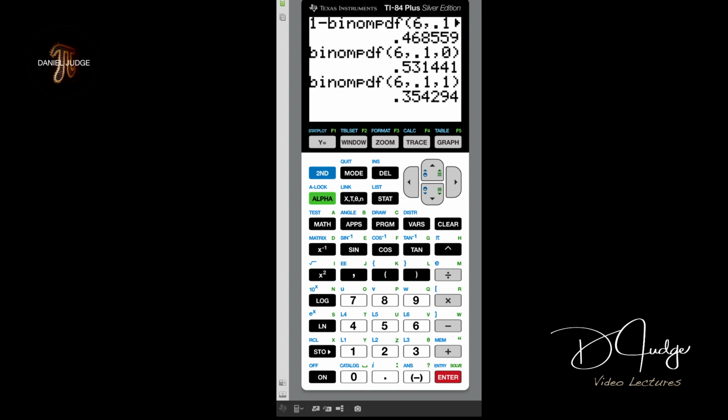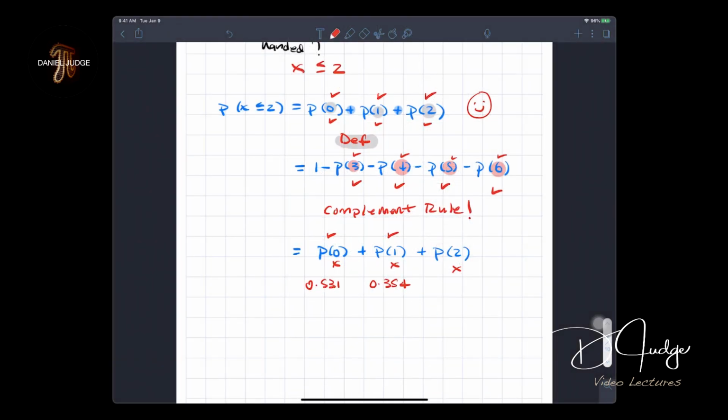0.354. Okay. Round to the nearest thousandths. Here's P of 1. We're now going to try P of 2. We want to get this last one, P of 2, and then we just add these values.